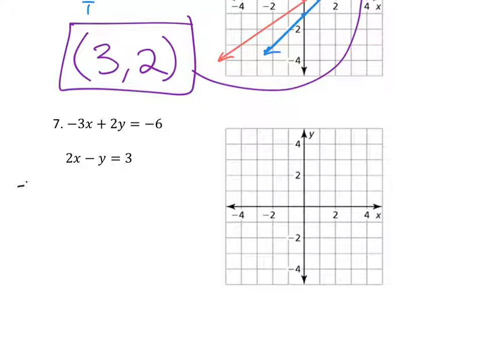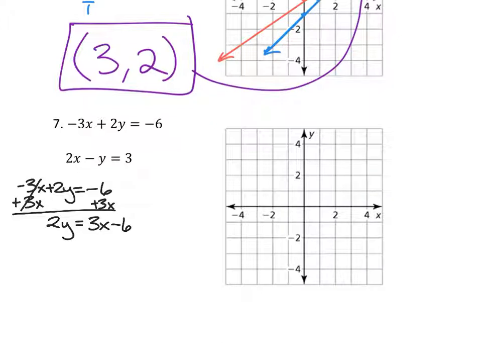If I have the first one, -3x plus 2y equal to -6, and I want to move the x to the other side, what am I going to use? Inverse operation. Correct, which is positive 3x on both sides. I use positive 3x because that cancels out the negative 3x. And I'm left with 2y equal to positive 3x minus 6.